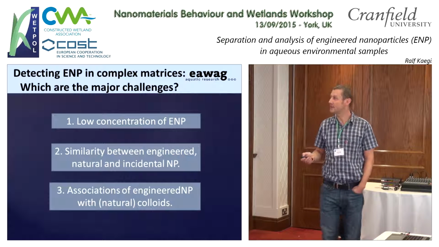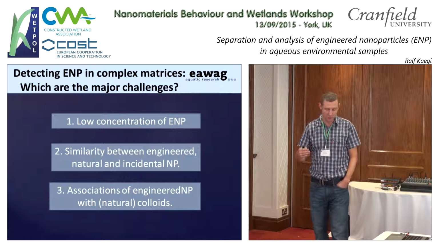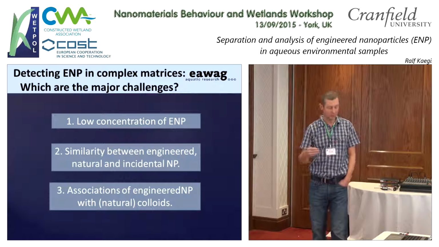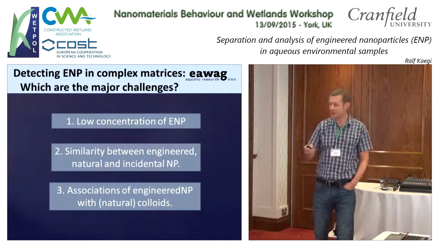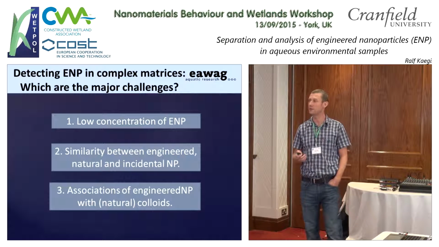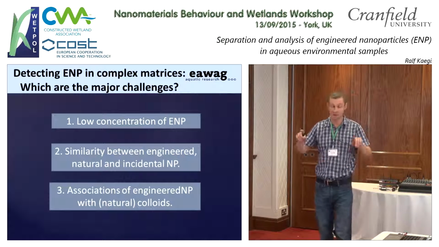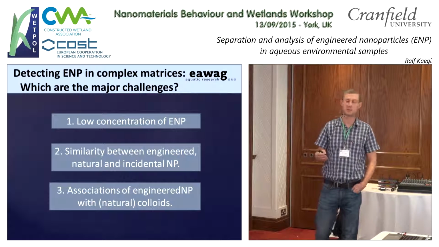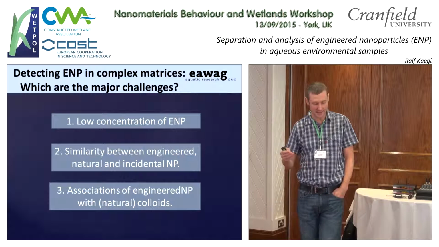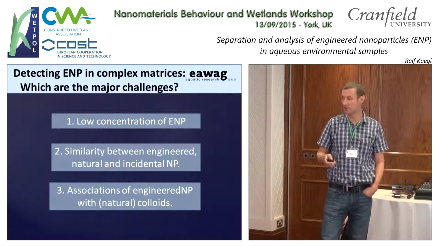Second is the similarity between engineered, natural and incidental nanomaterials. You know the natural particles are there, and then you also have to be able to distinguish between the natural particles, the incidental particles, and engineered nanoparticles. Just to give you a few examples, silver or copper metallic nanoparticles can be synthesized by the green route. That means bacteria or plants, they produce metallic nanoparticles. You cannot distinguish them from engineered nanoparticles, which are synthesized on purpose.